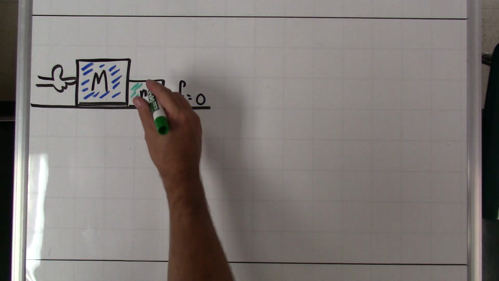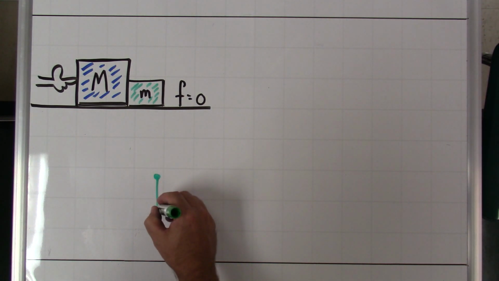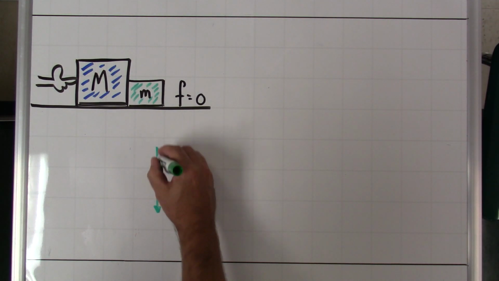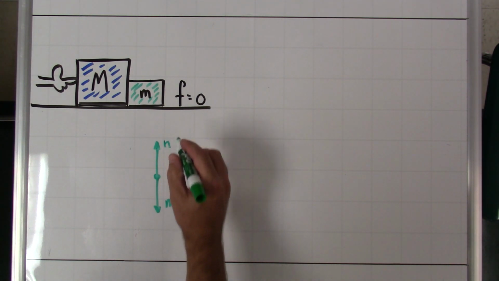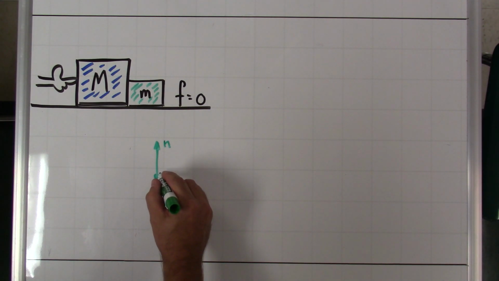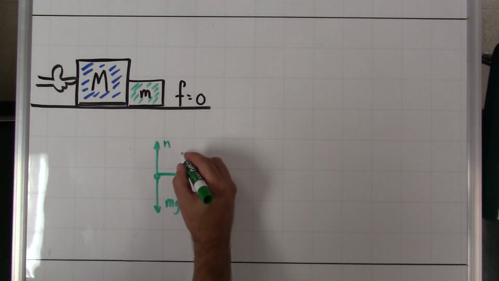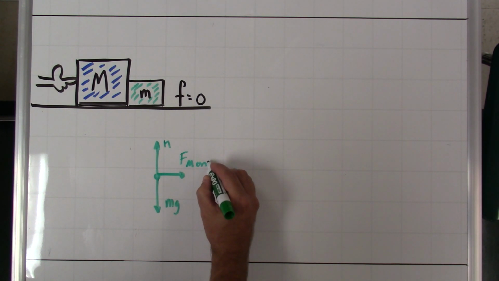And so what are the forces on the blocks? If we look at the green block first, what we'll notice is that the earth pulls it down. That's the weight. We'll call that little mg. The surface is pushing it straight up. That's the normal force between the little block and the surface. And to the right, there's a force from the big block on the small block. And we're going to call that the force of big M on little m.